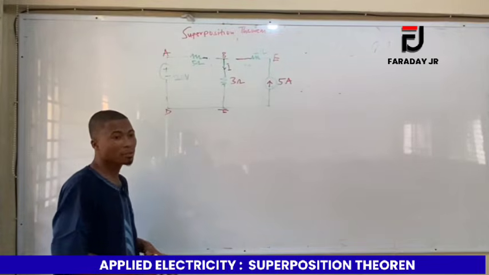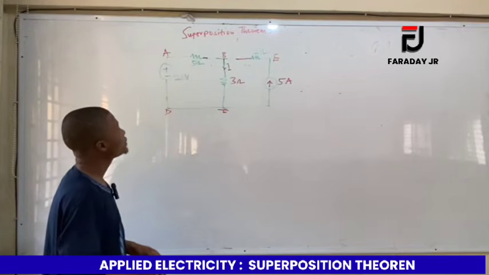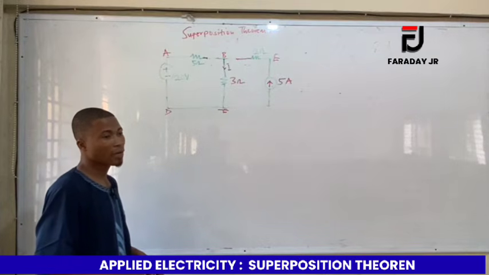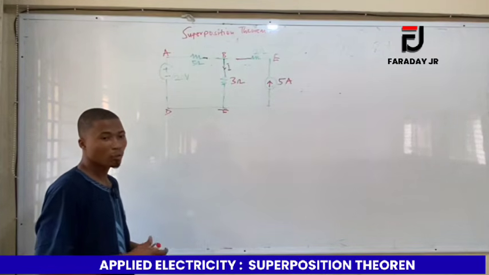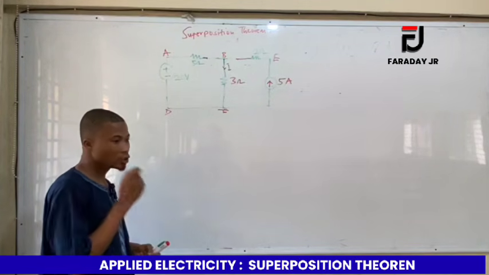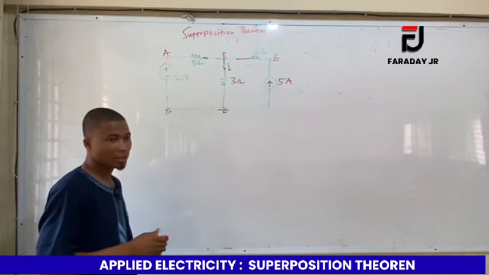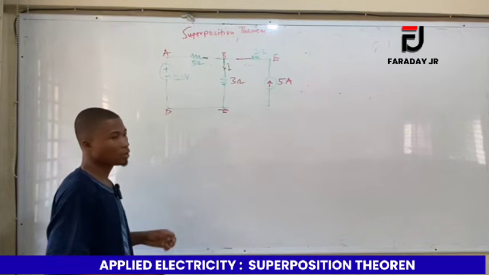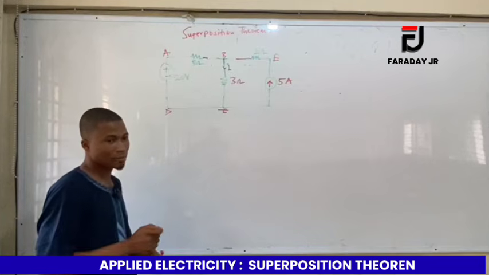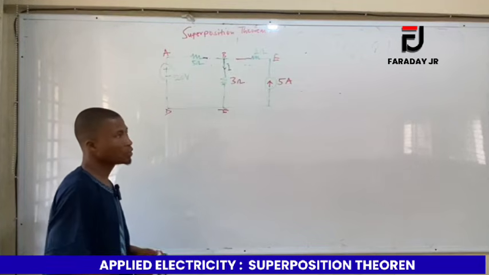We are starting with our superposition theorem today. Superposition theorem is a situation whereby we have a number of sources within the circuit, where we let each of them act at a time, and then we find its resulting value. After that, we let the other one also act at a time, and then find its resulting value. Now, these are the rules.